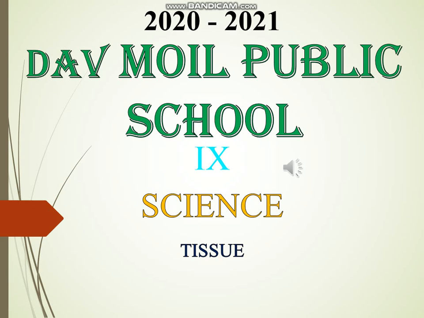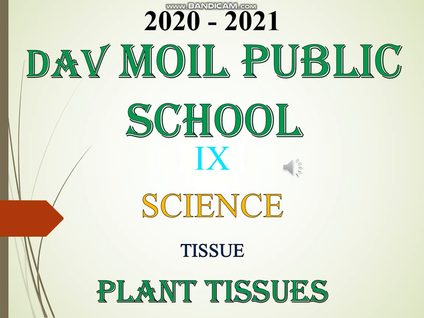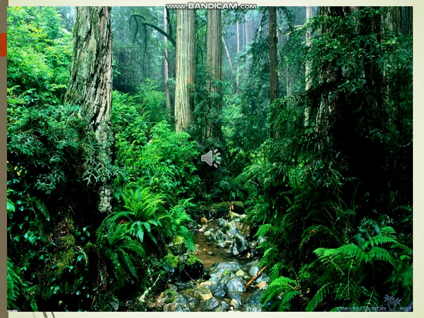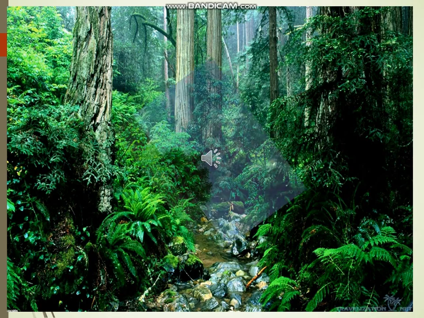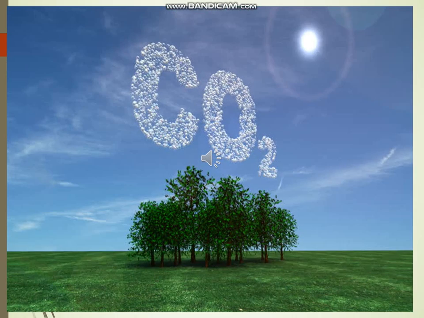Our today's topic is plant tissues. Plants are immobile and hence have been provided with tissues made up of dead cells which provide structural strength. They have to endure unfavorable environmental situations like strong wind, storm, floods, etc.